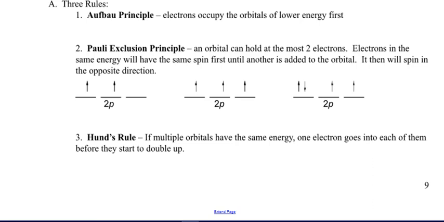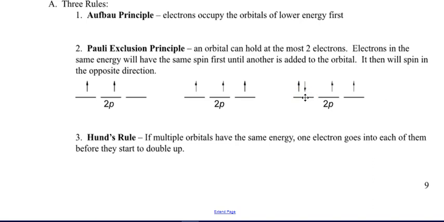It's your electromagnetism. So that's why we're saying electrons in the same energy will have the same spin until another one is added to that orbital. So these are different locations. These are different orbitals. These are different rooms. So they're spinning in the same direction because they're in different rooms. But how do I get that 4th electron in the 2p energy level? You're going to put it down. Why? So that it spins in the opposite direction of the first one, so they can coexist.